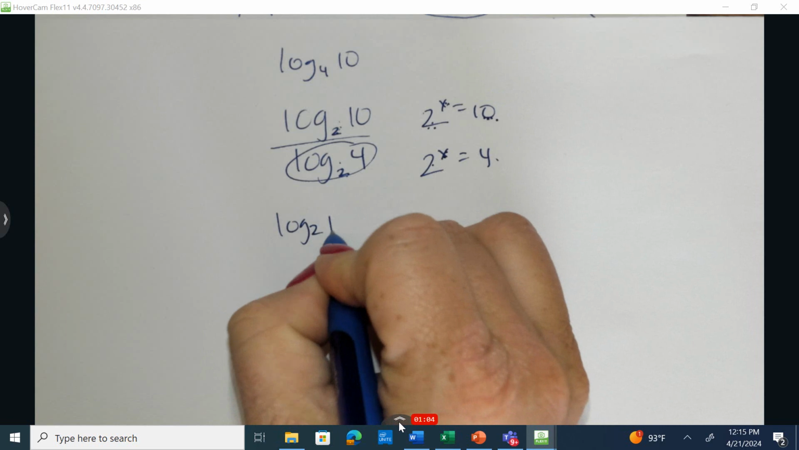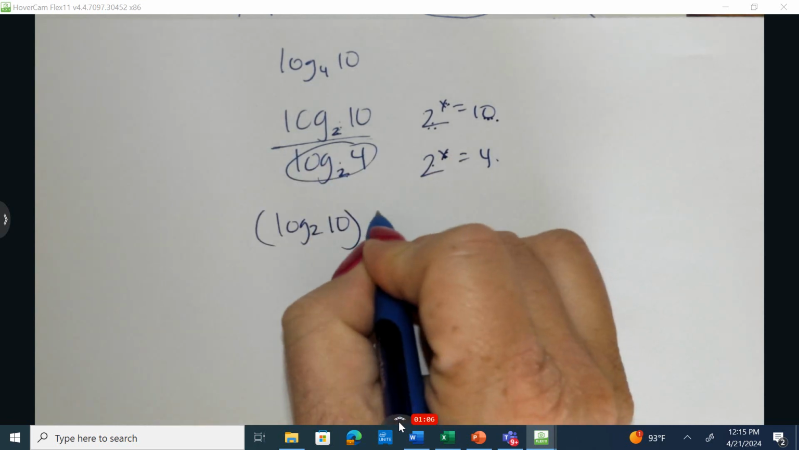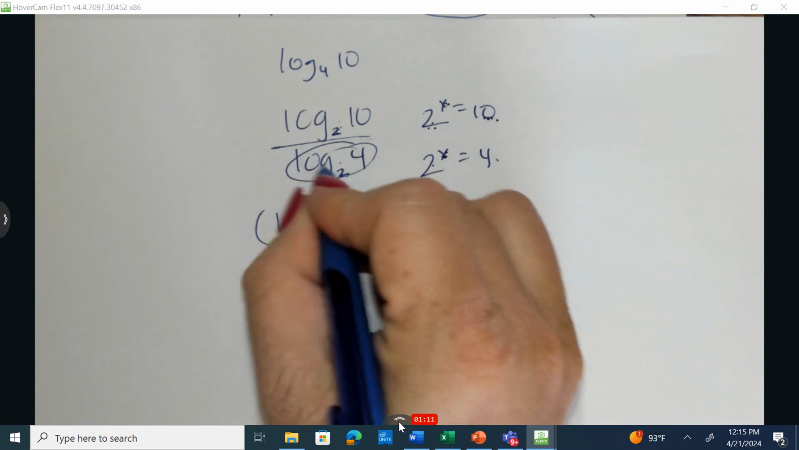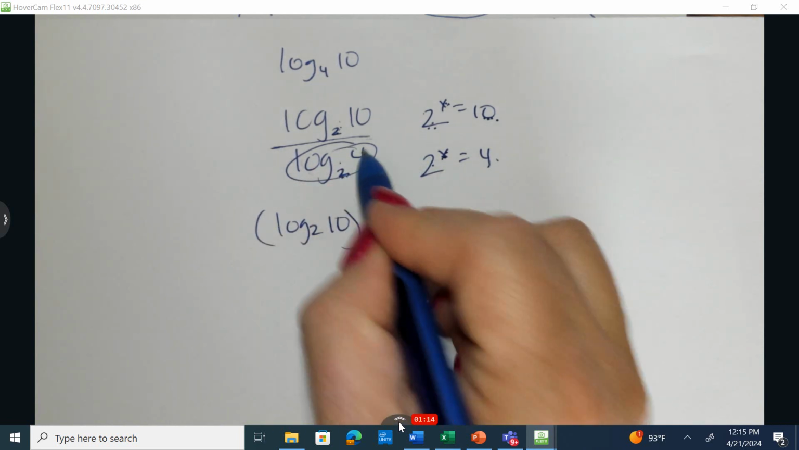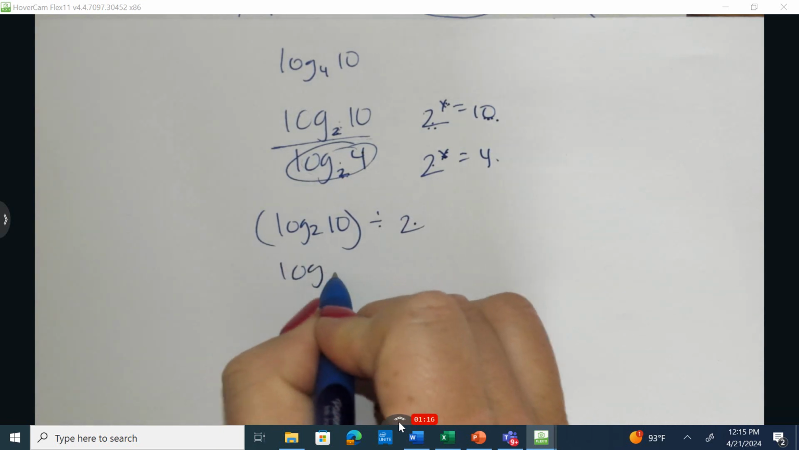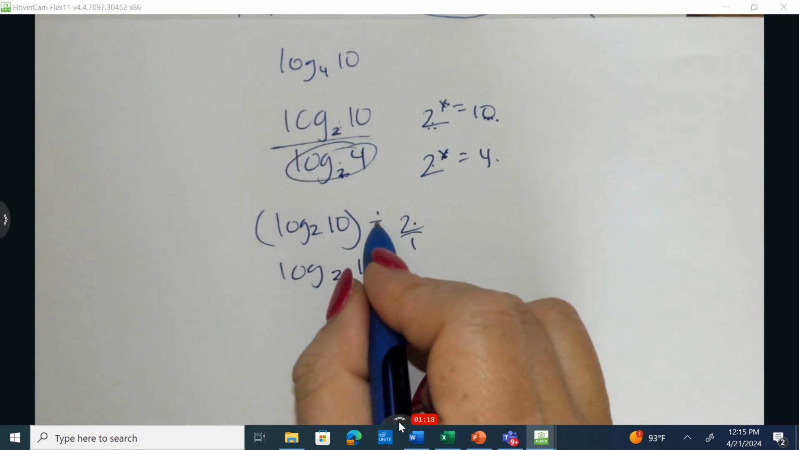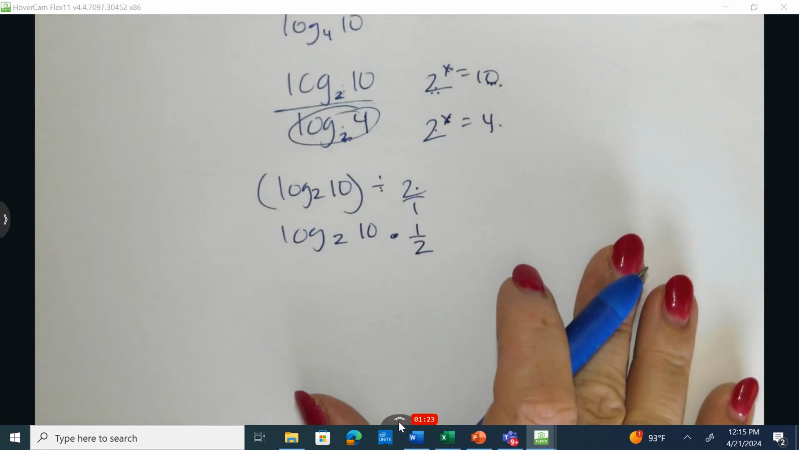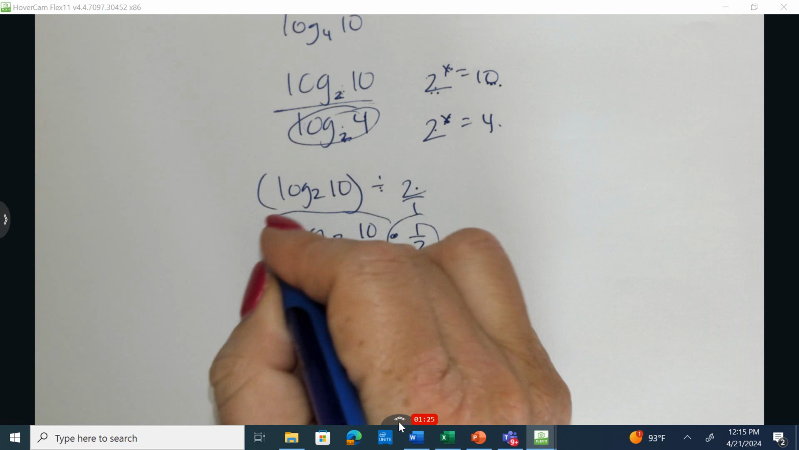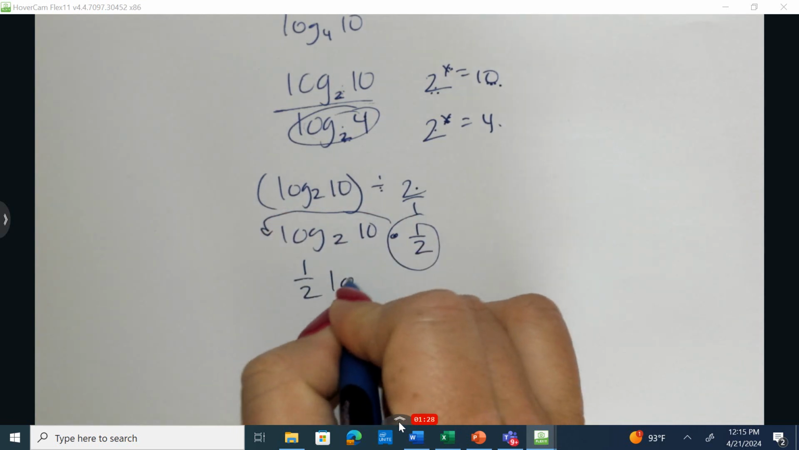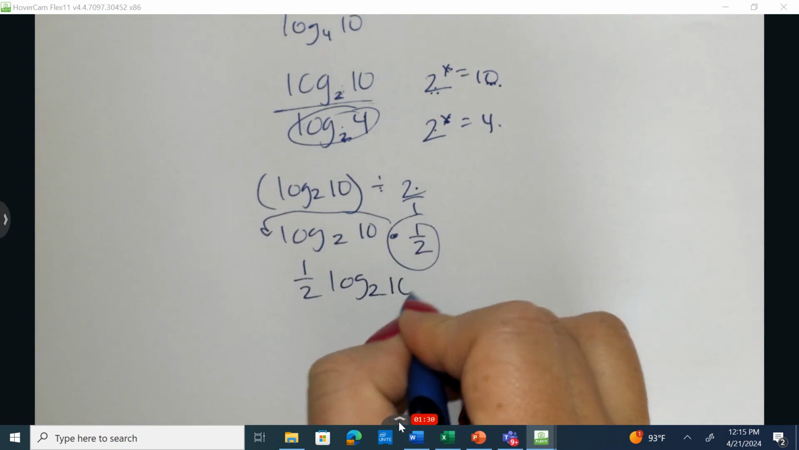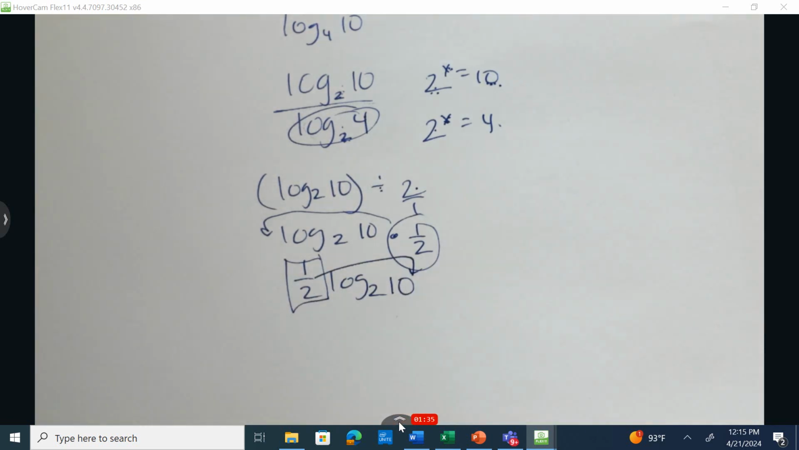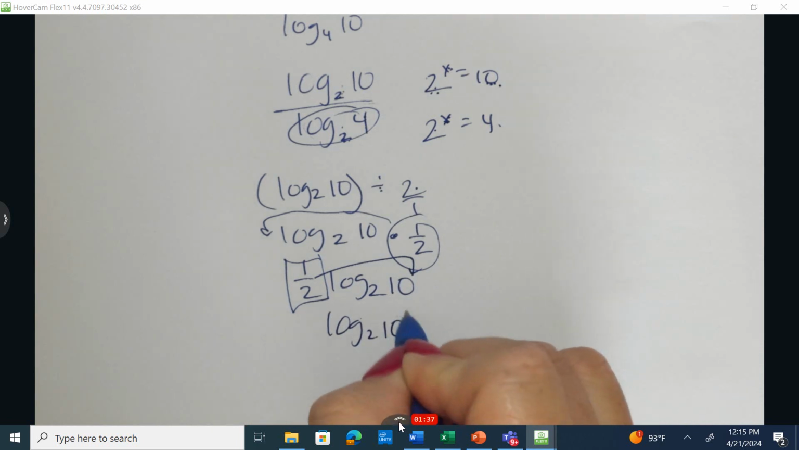So I have log base 2 of 10 divided by, and we just decided that this is equivalent to 2. Why? 2 to the what equals 4? 2. Now, when I divide, remember this is the same as 2 over 1. So when I divide, division turns to multiplying, and I take the reciprocal of the back value. This 1/2 is going to be multiplied by the front side, so 1/2 times log base 2 of 10. And then as I condense this, I take the value out front and turn it into an exponent. So log base 2 of 10 to the 1/2.